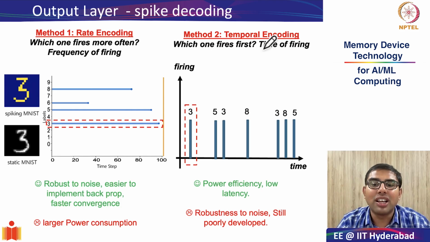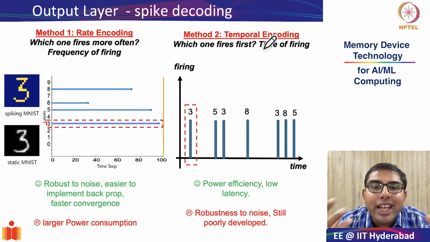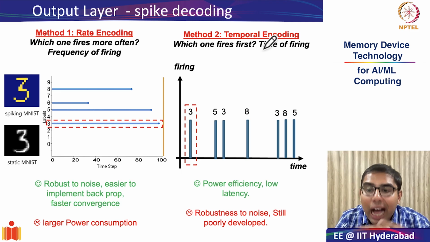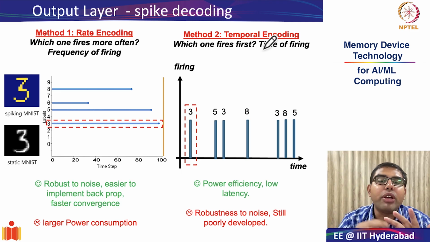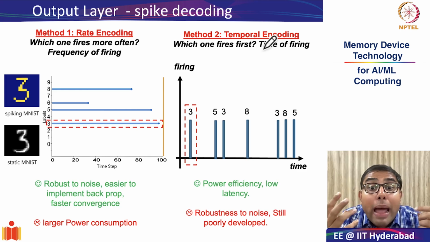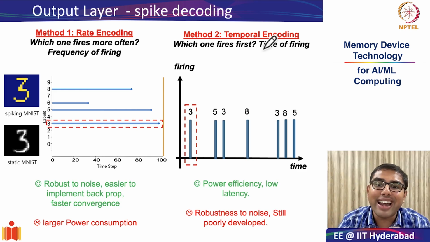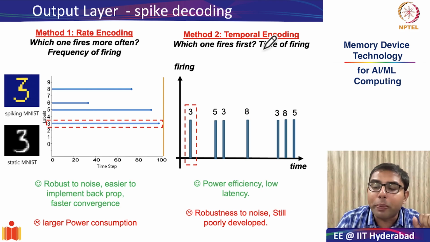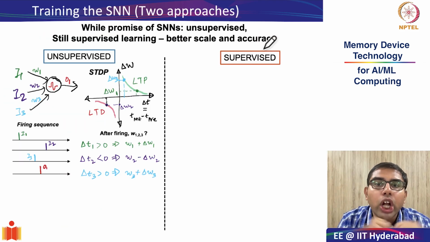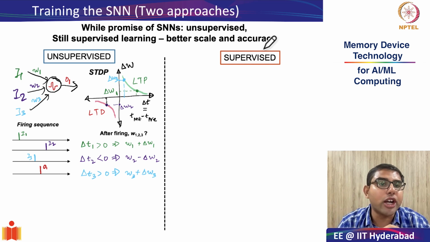In today's session, we are going to look at a very interesting question. How do these spiking neural networks actually train? We will see that although the actual promise of spiking neural networks is in unsupervised learning, it has certain limitations. So we will also look at supervised learning. Let us look at what we will be studying in detail today.